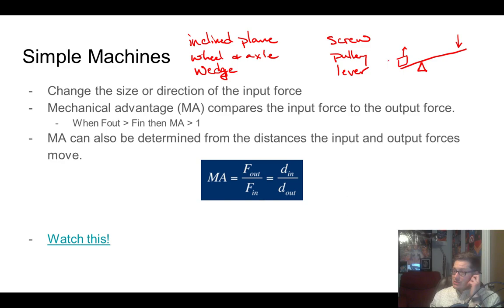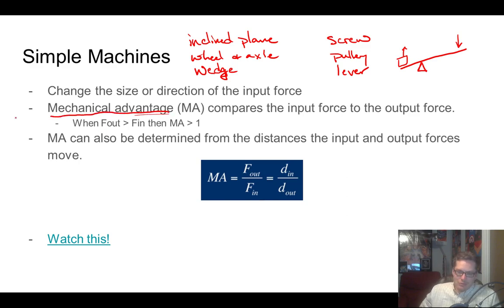So by applying force, it's going to move, and so it's changed the direction, and sometimes it's changed the size. And so by using different simple machines, we can use that to our advantage to get different things done. All right, now the measurement we use in order to figure out how effective our simple machine is called mechanical advantage. So it's the advantage we gain from using mechanics.